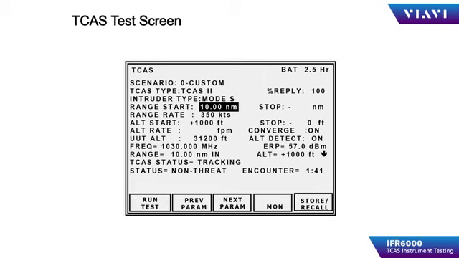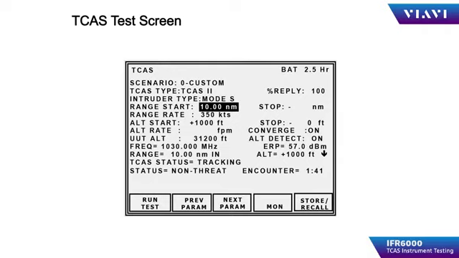You should observe the range decreasing and the altitude changing as prescribed by the scenario setup. The measured parameters of the TCAS processor are displayed in the lower half of the screen. As the scenario progresses, the TCAS processor should display the target at the approximate distance as displayed on the IFR6000 and at the approximate heading the IFR test set and antenna are set in relation to the aircraft.